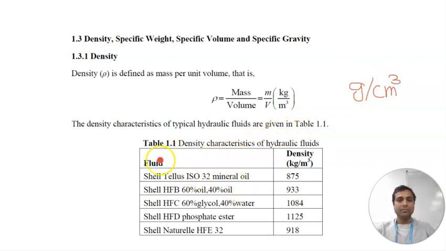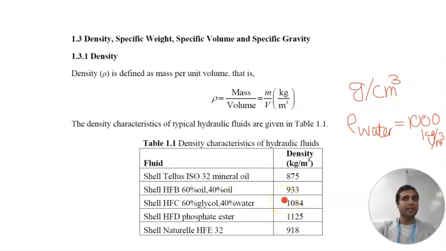Now, just to give you an idea about the different densities of different hydraulic fluids, they are trade names. If you have a look at that one, the density, rho, of pure water is around 1,000, not 10,000, kilograms per meter cubed. So if you have a meter cubed of water, that will be 1,000 kilograms. Oils usually have a density less than water, hence they float on water.